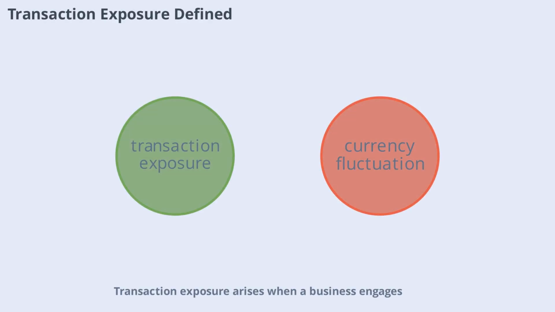Transaction exposure arises when a business engages in financial transactions denominated in a foreign currency. For instance, if a US company agrees to pay a Japanese supplier in yen 3 months from now, any fluctuation in the USD/JPY exchange rate during that period can affect the actual cost of the purchase. This type of exposure is common in international trade and can lead to unexpected gains or losses. Managing transaction exposure is essential for companies that buy or sell goods and services across borders.